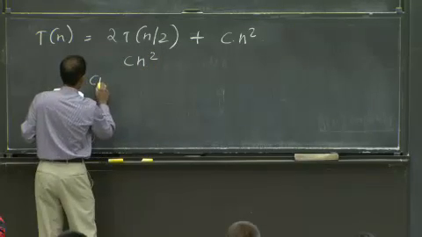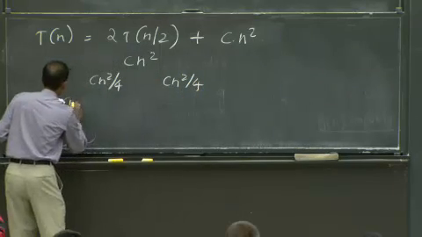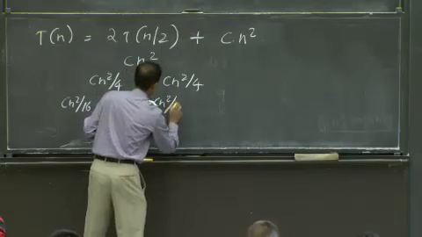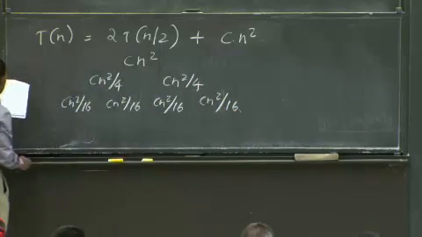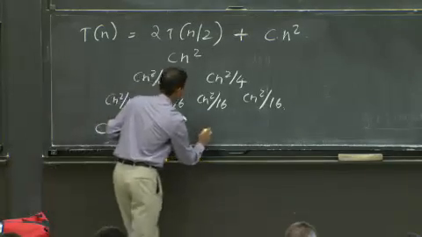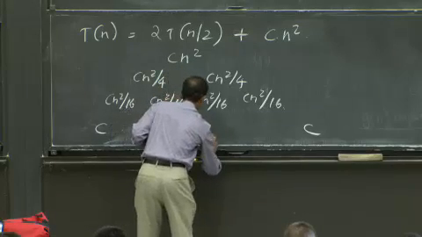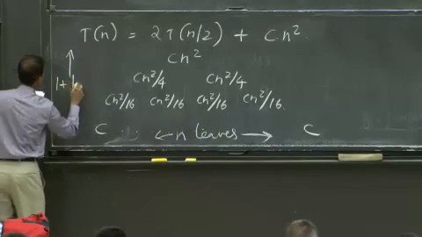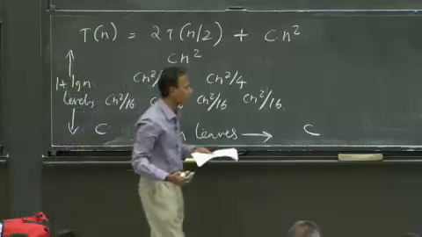Well, it looks kind of the same, obviously. You have cn squared. You have cn squared divided by 4, cn squared divided by 4, cn squared divided by 16, 4 times. Looking a little bit different from the other one. The levels and the leaves are exactly the same. Eventually, n is going to go down to 1. So you will see c all the way here. And you're going to have n leaves. And you will have, as before, 1 plus log n levels. Everything is the same. Right?